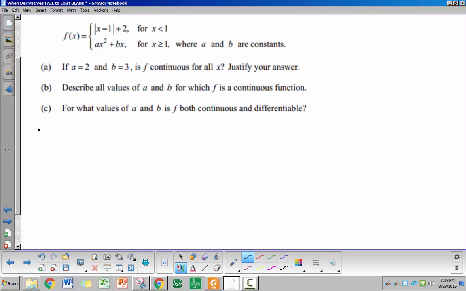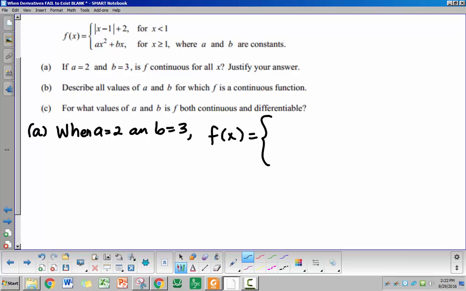So this is how I would work this and show my work. I would say when a equals 2 and b equals 3, what's f of x? I'd show people what it is. It's absolute value of x minus 1 plus 2 for x less than 1. And then it is 2x squared plus 3x for x greater than or equal to 1.